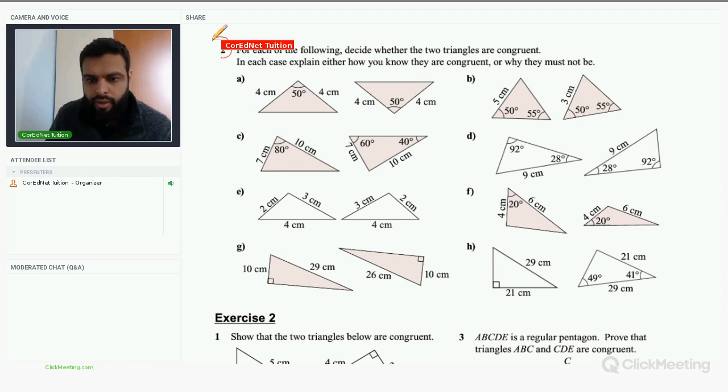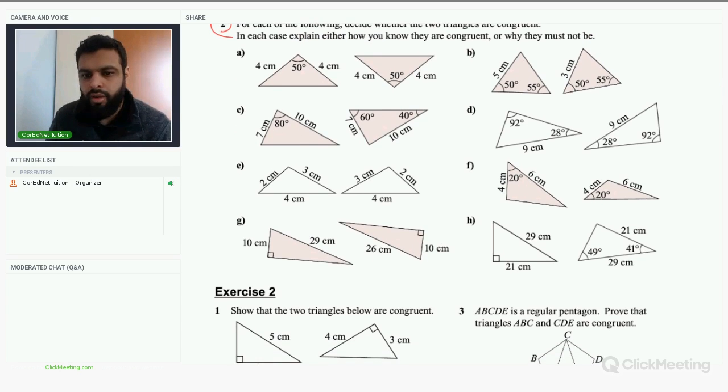Okay, we'll have a quick look at question 2. We'll look at A. For each of the following, decide whether the two triangles are congruent. In each case, explain either how you know they are congruent or why they must not be. So let's look at question A. Do you think they're congruent? Yes.